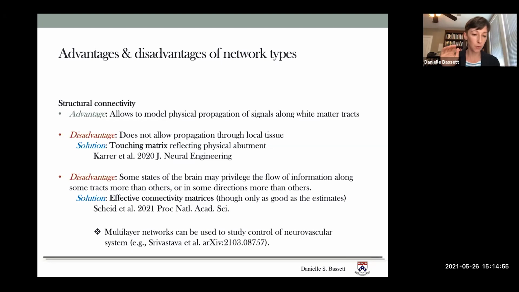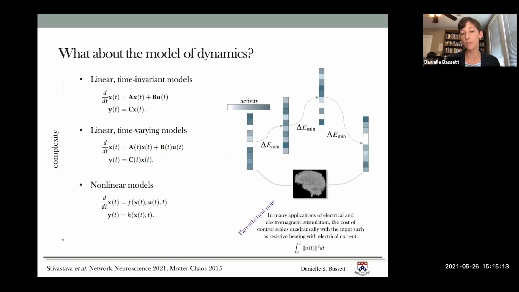I'll also just put a quick marker here that you can extend the ideas of network control to multi-layer networks, and that can be particularly useful in the study of neurovasculature systems. So when you have a neural circuit and you also have a vascular circuit on top of it and they're coupled to one another, then you really want to ask questions of multi-layer control.